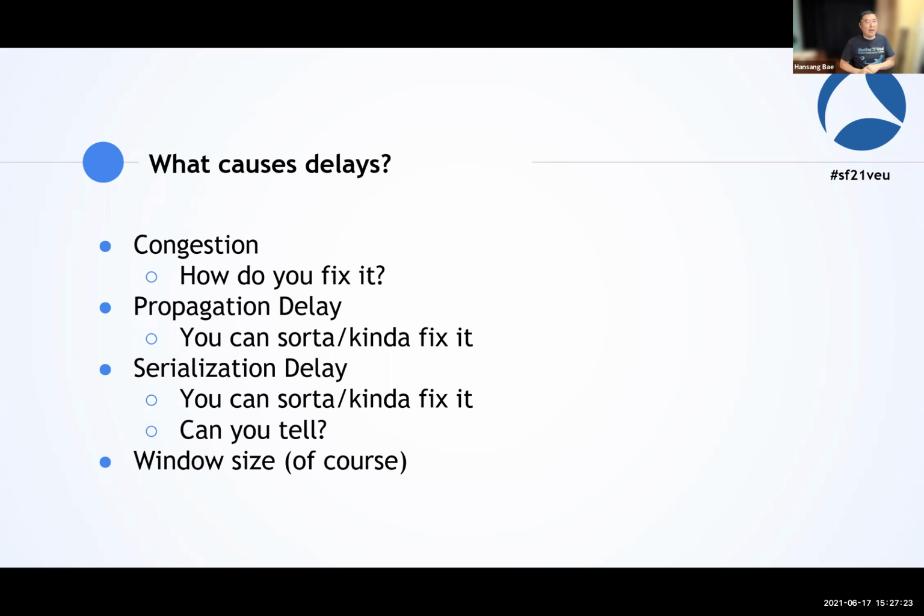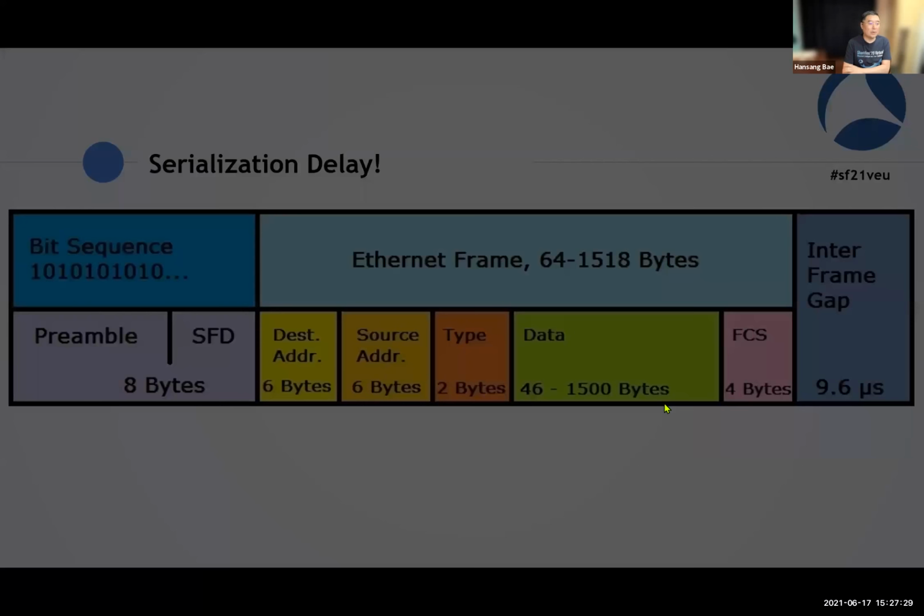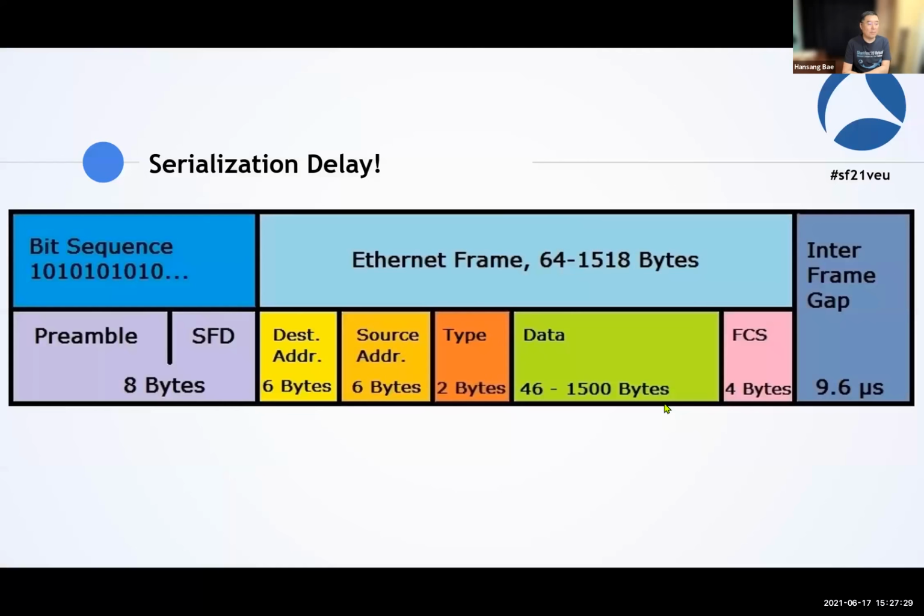Now this one is tightly coupled with how much bandwidth you have. So what is serialization delay? If your packet is this big, and here's your transmission line, remember, it's bit by bit by bit. So when we say 10 megabits per second, we mean that this byte of data has to get onto this wire one bit at a time.